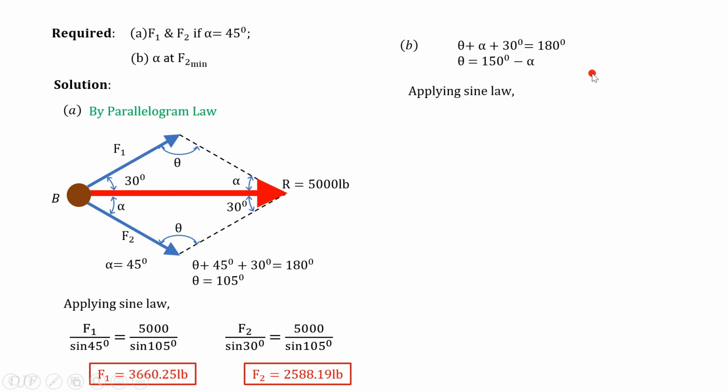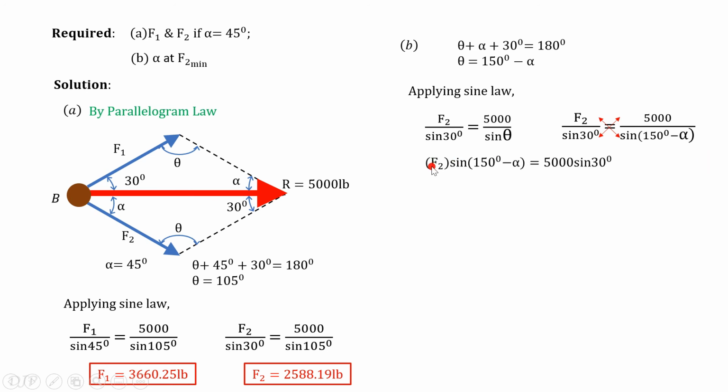With this equation, let's apply sine law to express f sub 2 in terms of theta, and then later on express it in terms of alpha. So f sub 2 all over sine 30 degrees is equal to 5000 all over sine theta. Then let's substitute this expression of theta. Now we have f sub 2 all over sine 30 degrees is equal to 5000 over sine (150 degrees minus alpha). To simplify this equation and remove the denominator, let's cross multiply so that we will have f sub 2 times sine (150 degrees minus alpha) is equal to 5000 sine 30 degrees.